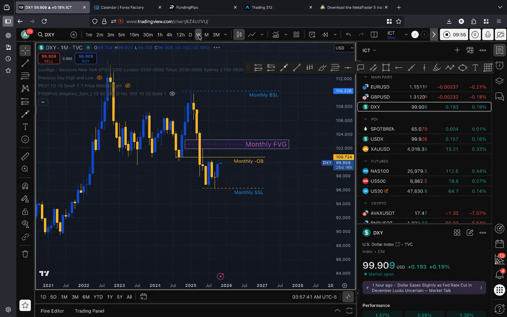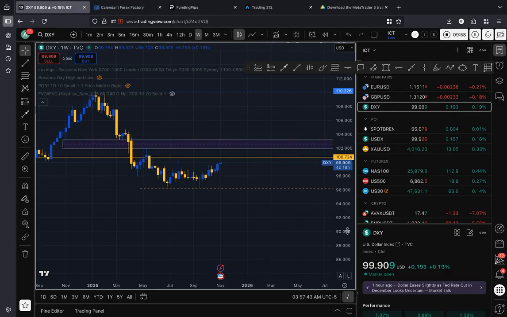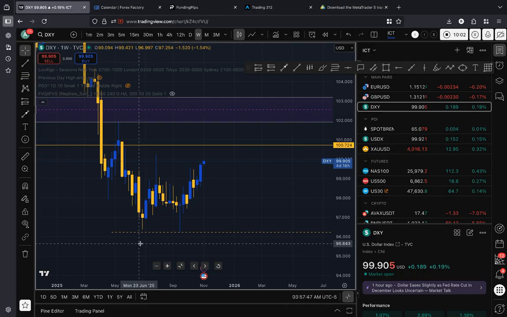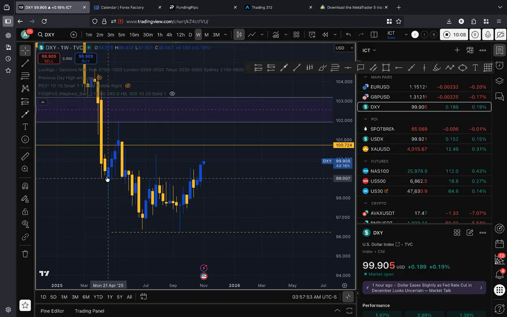So that's just what I was trying to explain to you. Let's go to the weekly. We look at the weekly, and the weekly obviously comes to support the claims I'm giving in the monthly chart. Why? Because you can see price comes down.